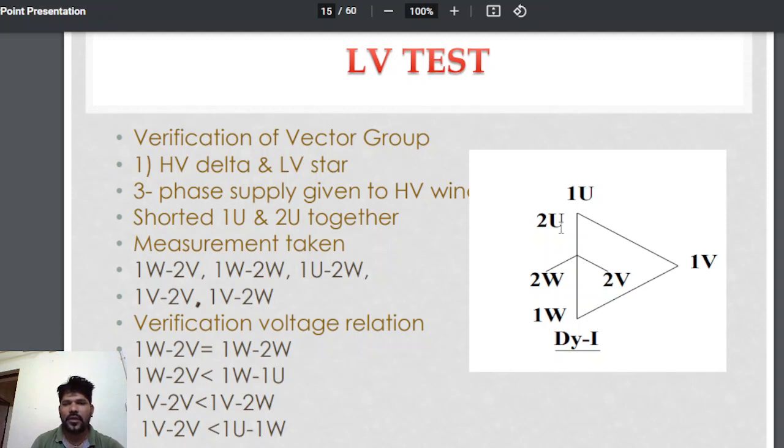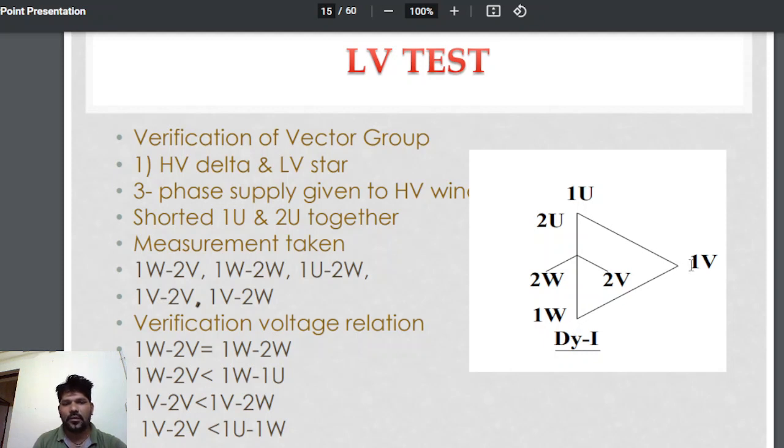See here, 1W to 2V, where 2V must be, this must be equal to 1W to 2W, right? So it should be matched. Second thing, 1W to 2V must be less than 1W to 1U. So you see this length, this length is more than this one. You can verify.